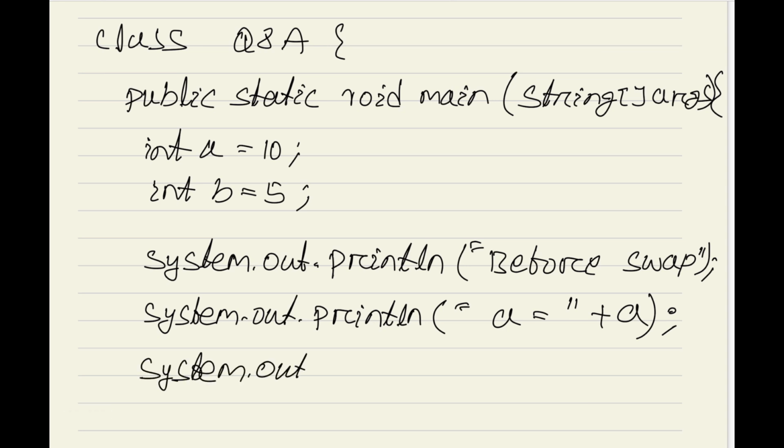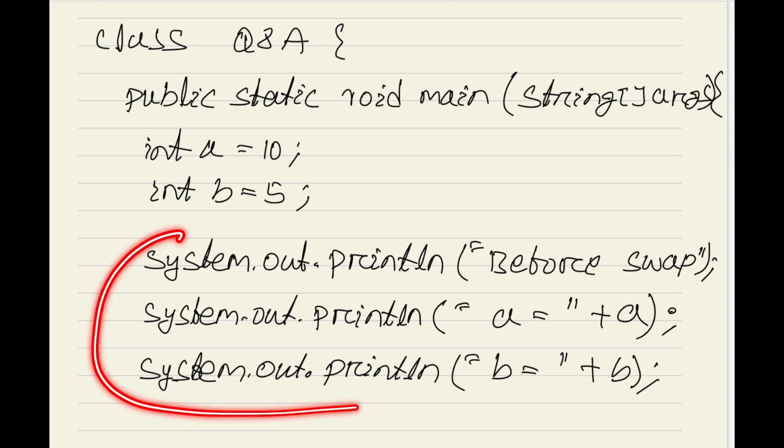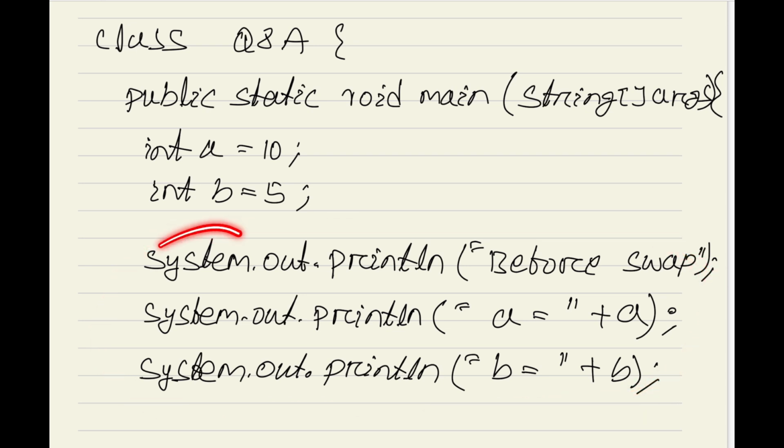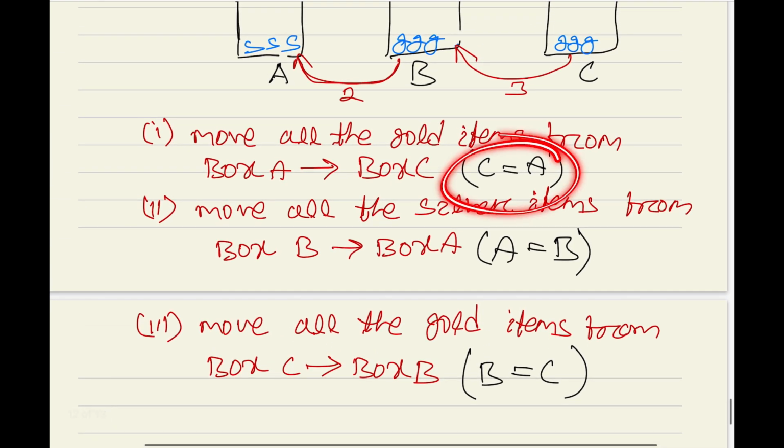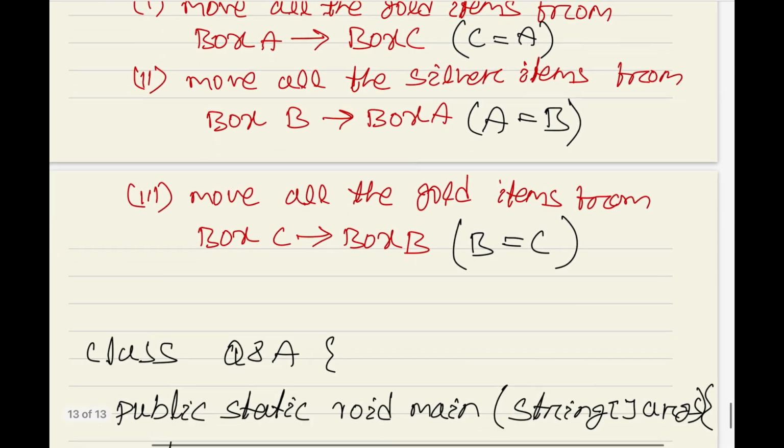Then similarly I want to print the value of b: system.out.println, b equal to, plus b. For simplicity I have used 3 system.out.println statements. You can use a single println statement or 2 println statements, it is up to you. Now we want to swap the values of a and b, and for that we can use these 3 steps only, that we have discussed.